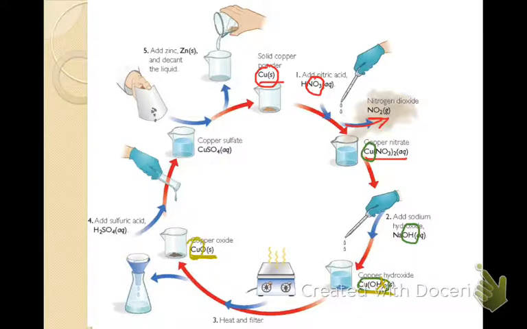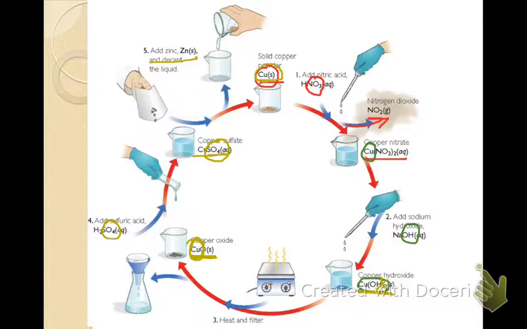We took that copper oxide, added sulfuric acid to it, and then from there created copper sulfate. So again, we took that copper from here, the sulfuric acid, and formed copper sulfate. Then from there, we added some zinc to it. So the zinc bonded with that sulfate part, and then we were left with just solid copper at the end.